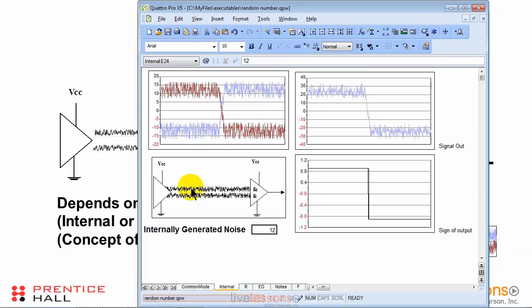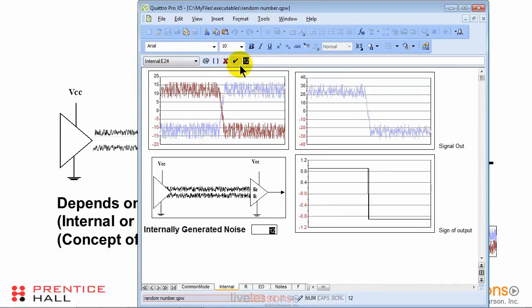And the noise is either going to be internally generated, that's internal in this amplifier, or it's going to be a common mode noise that's generated from the outside, and the amplifier is going to be able to reject it. So right now we're looking at the internally generated noise. With 12 units of signal, I get a relatively straightforward waveform out, and especially if I look at the sign of the output, which tells me whether I have a logical 1 or a logical 0, then I get a pretty clean signal with 12 units here.